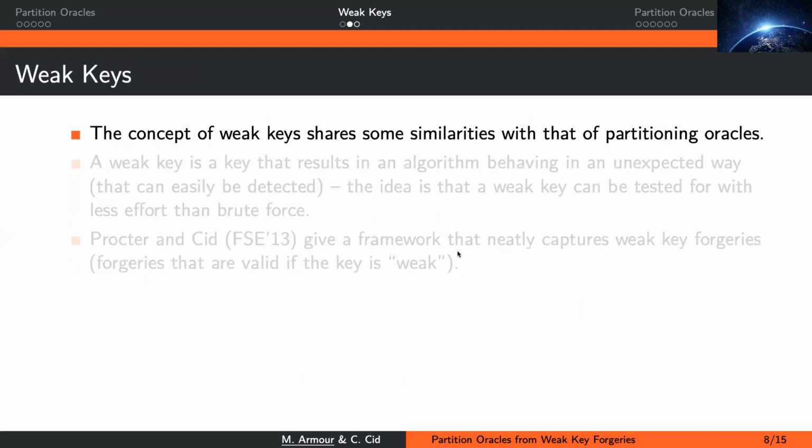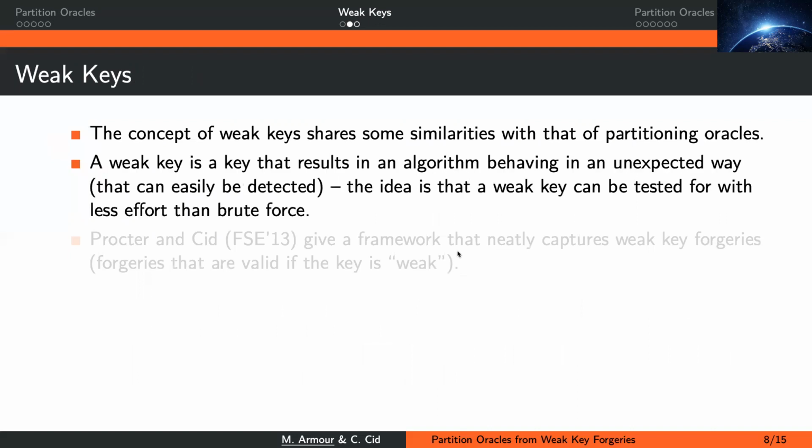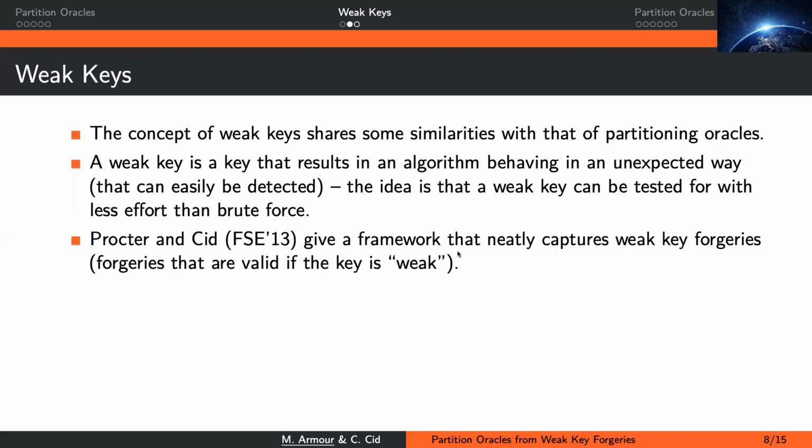So the concept of weak keys shares some similarities with that of partition oracles. A weak key is a key that results in an algorithm behaving in an unexpected way that can easily be detected. So the idea is that a weak key can be tested for with less effort than brute force. And in some work from 2013, Procter and Cid give a framework that neatly captures weak key forgeries. So that is forgeries that are valid if the key is weak.